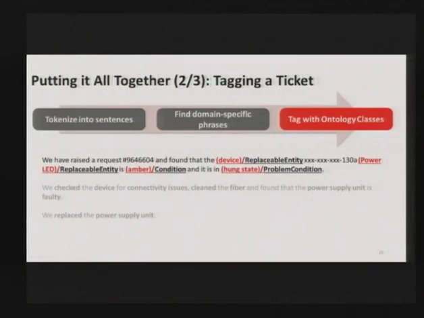So given this as an input, NetSieve first tokenizes that into sentences, and then finds all domain-specific phrases in the given input. For instance, here, device, power LED, amber, these are all domain-specific phrases that you don't find in regular English. Using the ontology model, it tags each of these domain-specific phrases with their respective class labels. Therefore, in the first sentence, device gets tagged as a replaceable entity, like I was mentioning before. Hung state gets tagged as a problem condition.